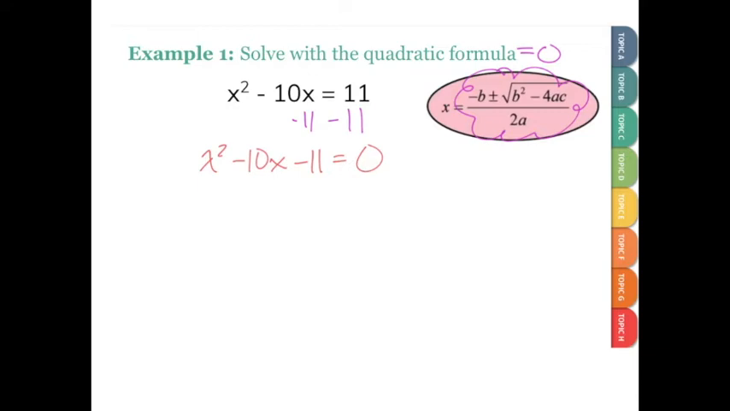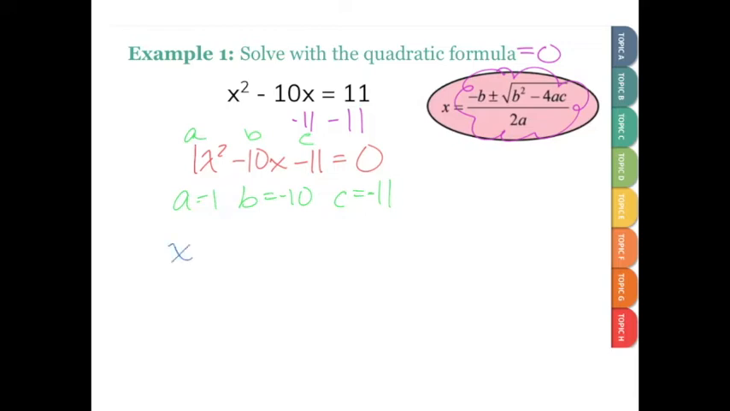All right, so the next thing that we're going to do is actually figure out what a, b, and c are. So what's lovely is that it goes in order, and if you don't see a number, there's that imaginary one going on. So that means that a is going to be 1, b is equal to -10, and c is equal to -11. So make sure you notice the signs there.